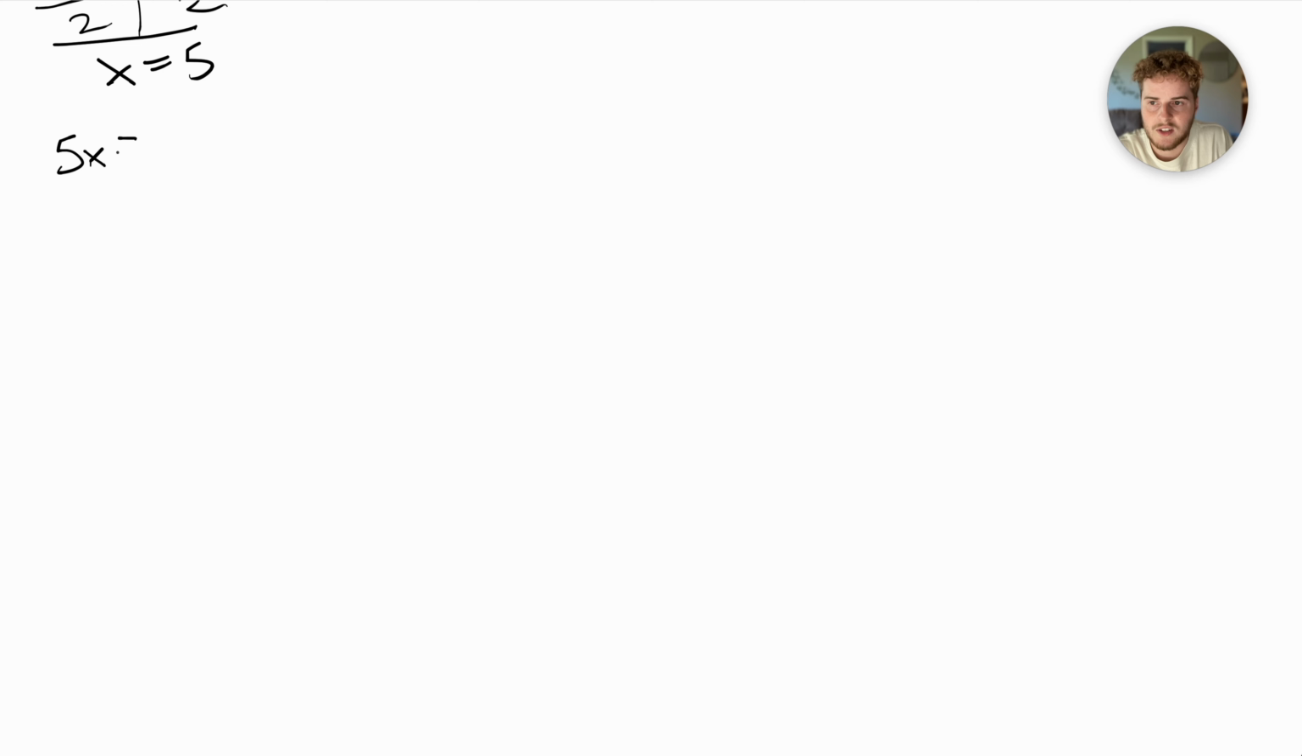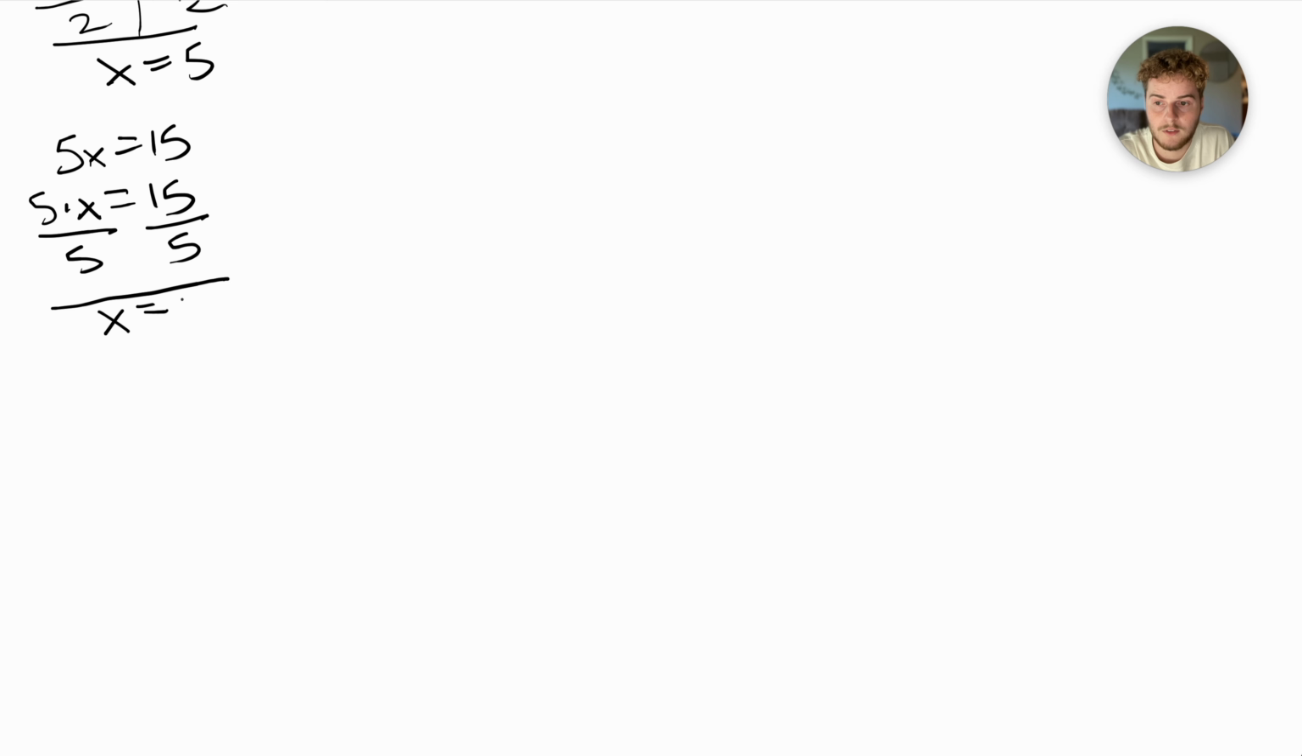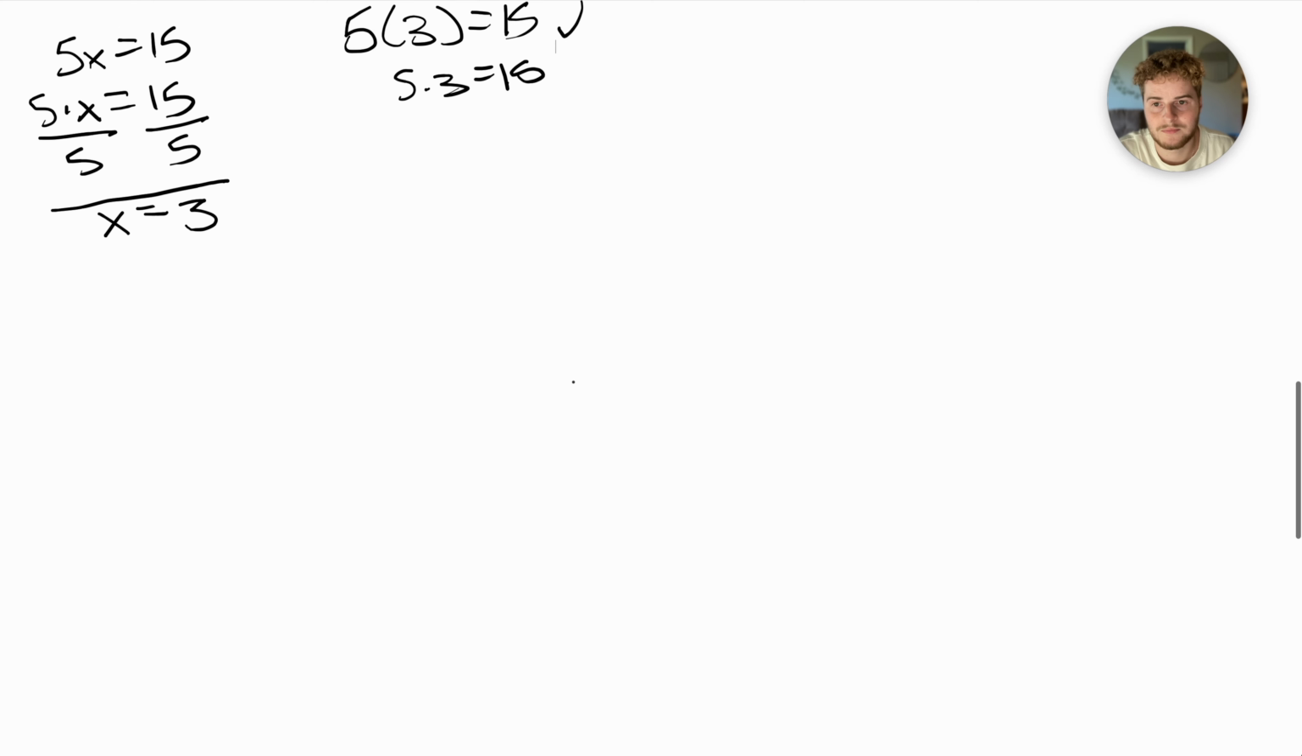Say we have 5x equals 15. We can write this as 5 times x equals 15. And then divide the left side by 5 to make that 5 a 1. So you'd be left with 1x, or rather just x, equals 15 over 5. And that's going to be 3. Let's plug that in. 5 times 3 equals 15. And we know that that is a correct statement. So we solved that equation correctly.